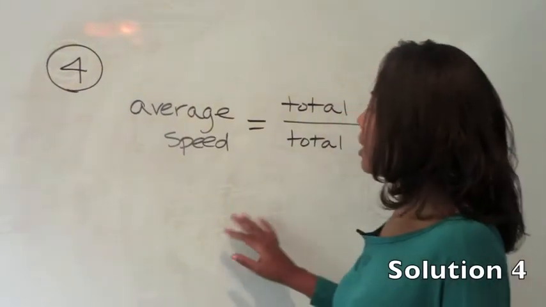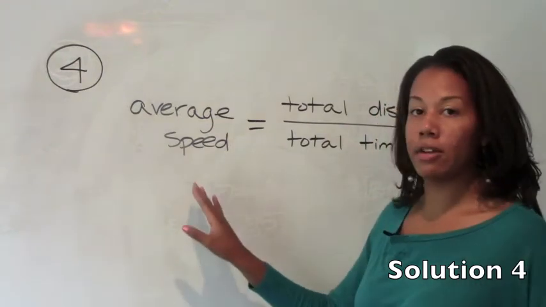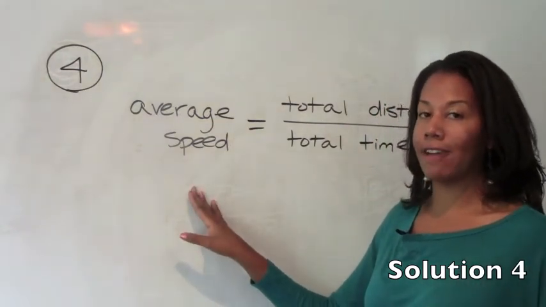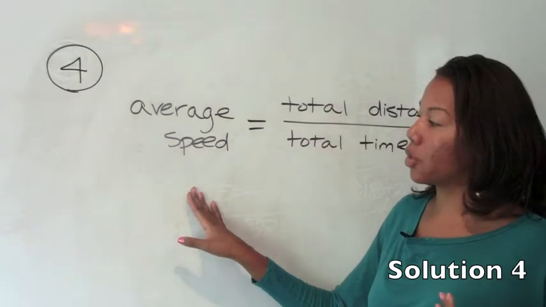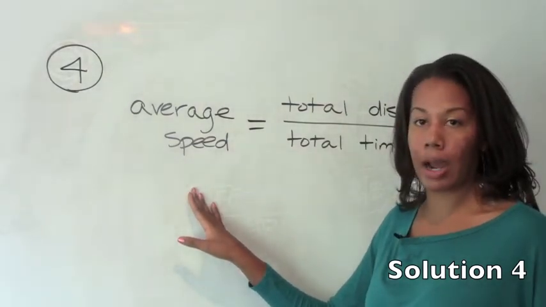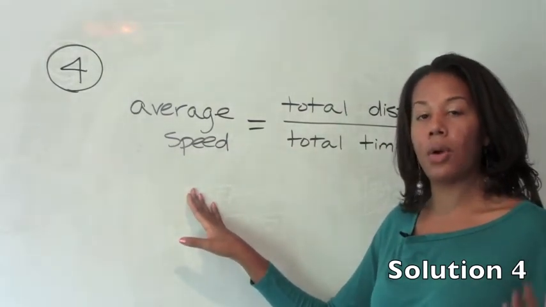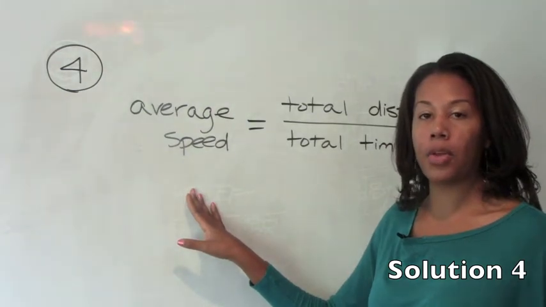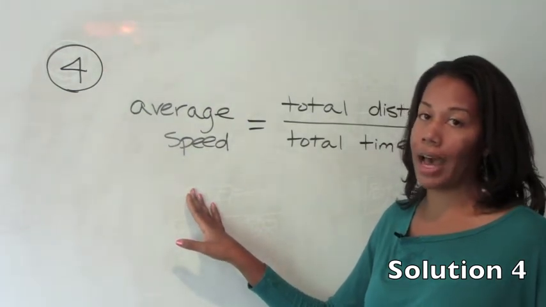Number 4, we're asked to find the average speed of a motorcyclist who was riding for 5 hours. The motorcyclist rode for 1 hour at 40 miles per hour while in the city, and then for 80 miles per hour for the next 4 hours while on the highway.